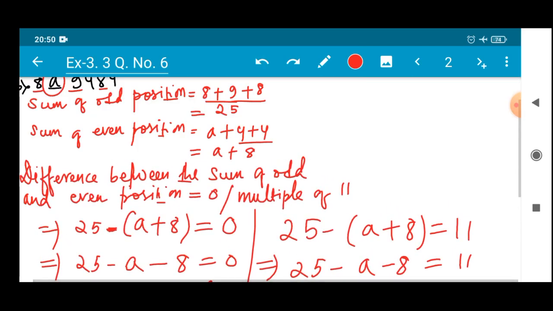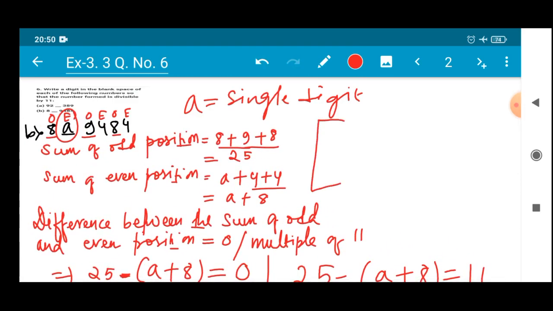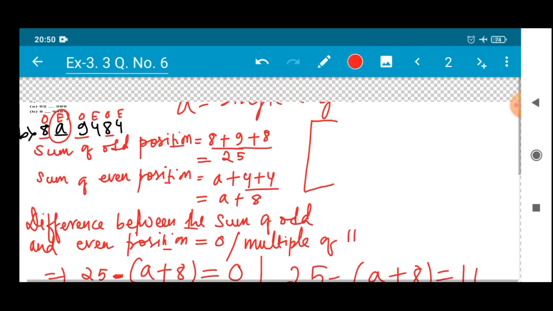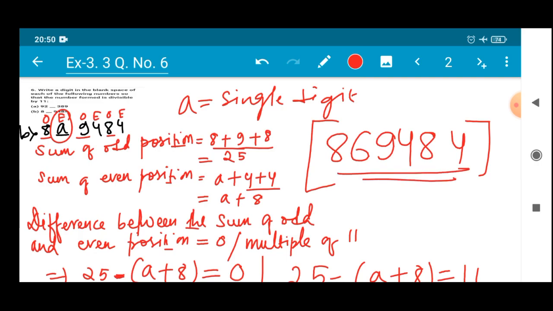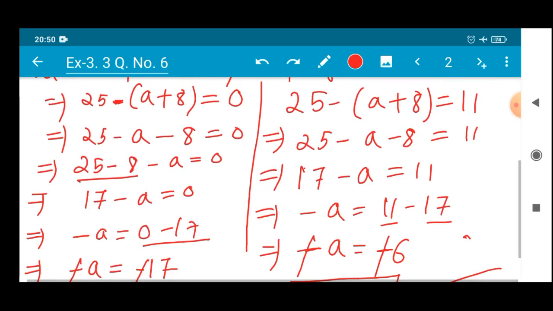So our answer will be, so our number will be 869484. If you do the sum of odd and even position, as we find for the 11 divisibility rule, and check it, you'll get the answer. It will be divisible by 11. Okay, so this is how we do the thing.